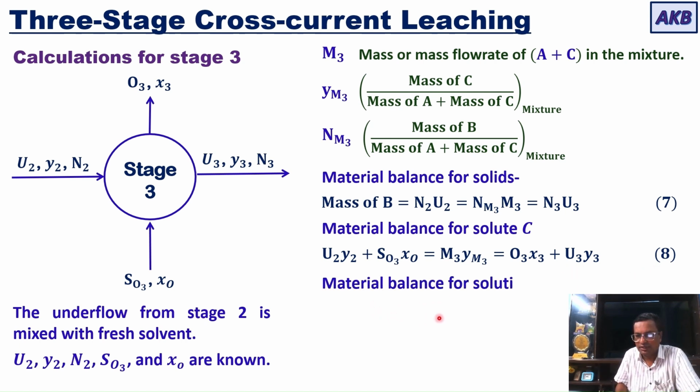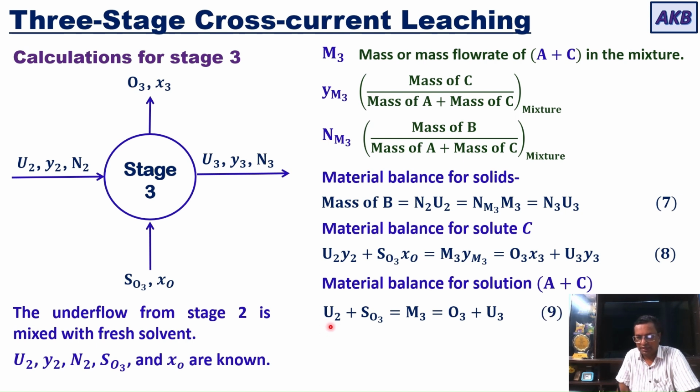Then we have to write material balance for the solution A plus C. So solution in the underflow, that is A plus C in underflow, A plus C in the solvent, A plus C in the mixture, A plus C in the overflow from stage number 3, and A plus C in the underflow from stage number 3. So the equation is U2 plus S03 is equal to M3, that is equal to O3 plus U3, and this is equation number 9. So for stage number 3, we have to write equations 7, 8 and 9. These equations will be the material balance equations for stage number 3.